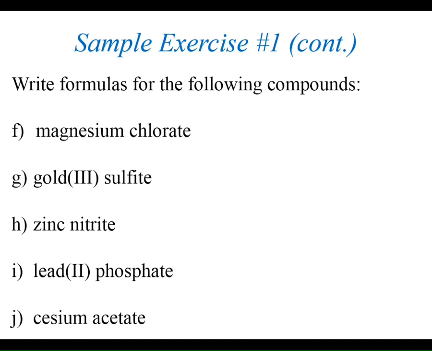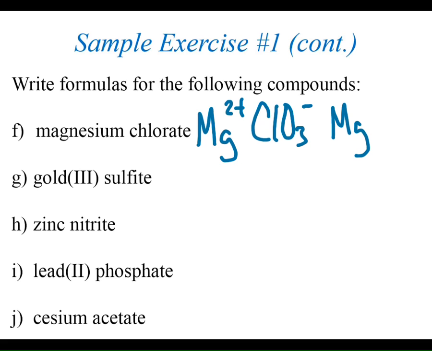So let's try it out together here. Magnesium, you find magnesium. It's in group 2, so it's 2 plus. Chlorate you memorized, maybe: ClO3 negative. So I need a 2 positive to balance out a 1 negative. So I need 2 of those chlorates, right? So the way I write that is Mg, then I have to put parentheses, ClO3, parenthesis, and then a 2 there.